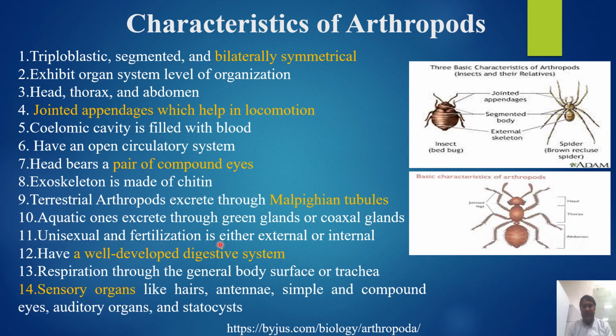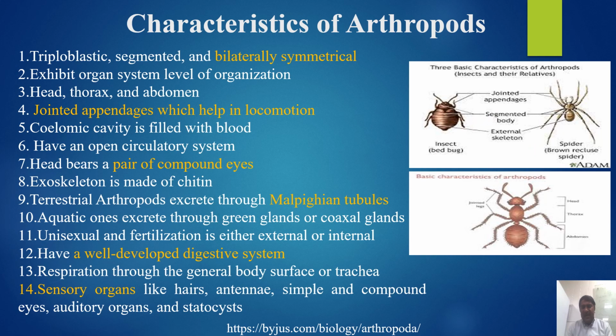They are unisexual, and fertilization is either external or internal. They have a well-developed digestive system, and respiration is through the general body surface or trachea. Sensory organs include hair, antennae, simple and compound eyes, auditory organs, and statocysts. So you can see in these two pictures the different types of organs, genital appendages, segmented body, and the external skeleton.